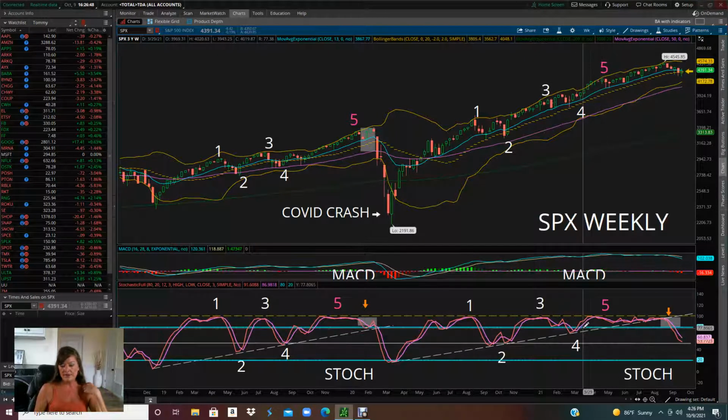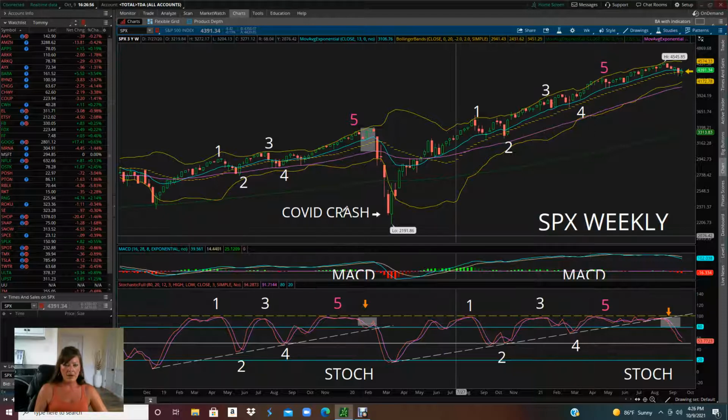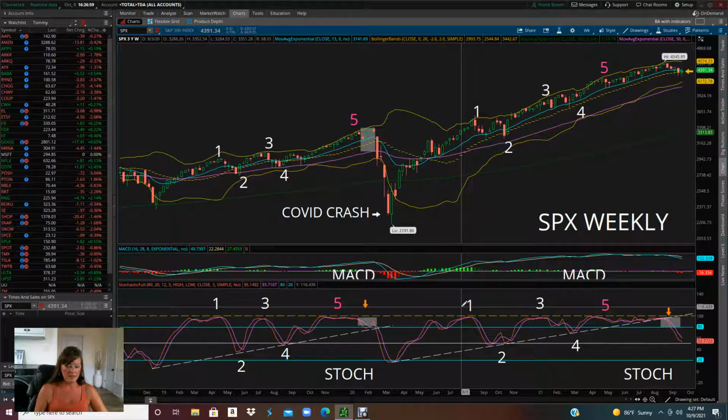We stayed above this 13 EMA and mid-Bollinger Band forever. So yeah, that's ascending triangles. There are also descending triangles, but they're harder to find. So yeah, let me think. I think that's about it.